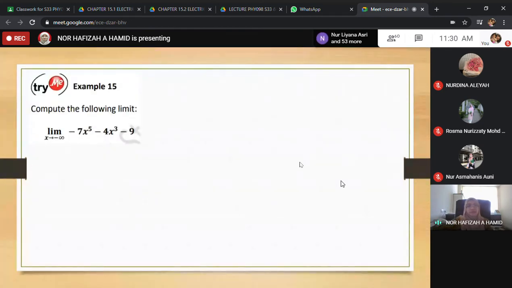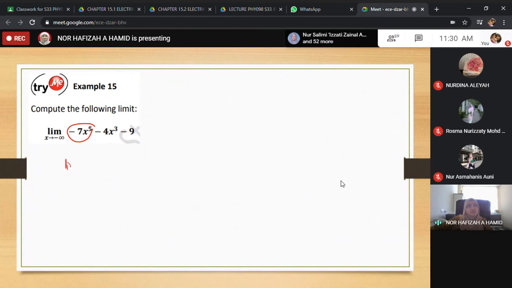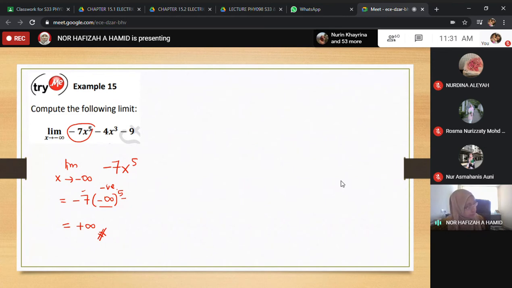Next for example 15, also polynomial. Okay, so you choose the highest degree term, negative 7x to the power of 5. So you solve limit x approach to negative infinity. So the function is power 5. So substitute negative 7, x is negative infinity, power 5. If negative to the power of 5, the value remains negative. So negative and negative, you will get positive. Okay, so example 15 is positive infinity.